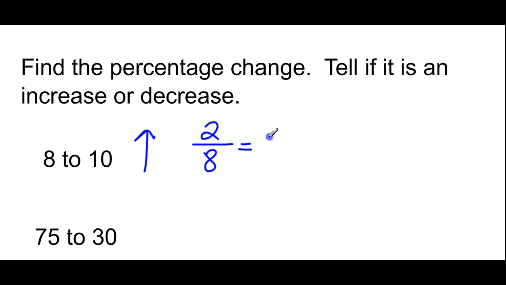We can reduce that to 1/4. We can change that to a decimal, which is 0.25. And then we can change it to a percent by moving the decimal point 2 places to the right, and that would be 25%. That's how easy this is.